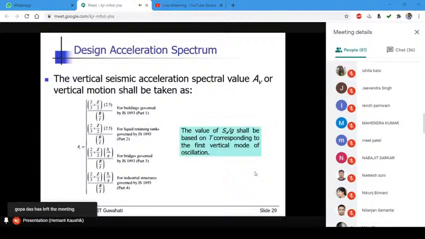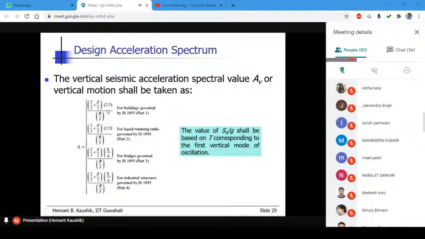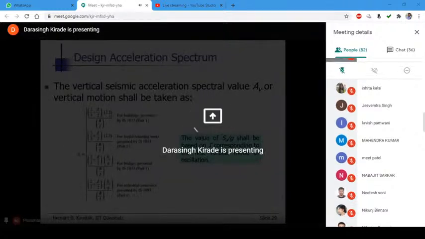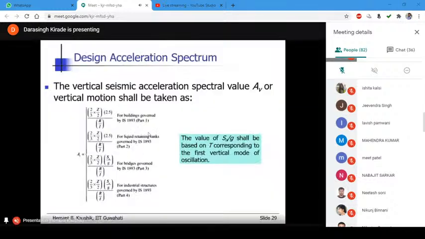And this is the vertical seismic acceleration. Yesterday again someone asked how to consider that. These are given in the code. For buildings governed by IS 1893 part 1, you can consider the vertical spectral acceleration coefficient to be 2/3 of Z by 2 into I by R, and instead of SA by G, the code says you simply consider the maximum value, which is 2.5. So this is how you do it. For other types of structures also, the code has given the numbers, for liquid retaining tanks, bridges, industrial structures. And of course SA by G is to be calculated based on T, the natural period, in this case.